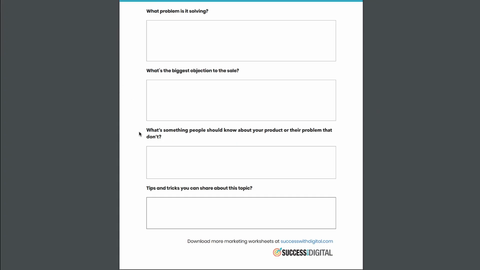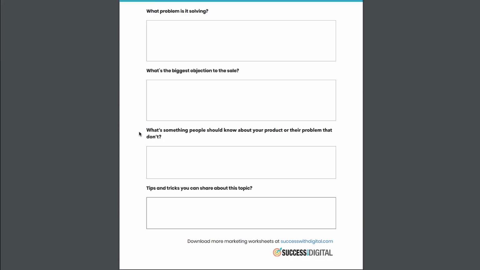And then, what's something people should know about your product or their problem that they probably don't? Sometimes people don't even know they need a product until they're told that they need a product. So if there is something that people should know about your product or their problem that they don't realize that you can solve, then you'd want to mark it down here.